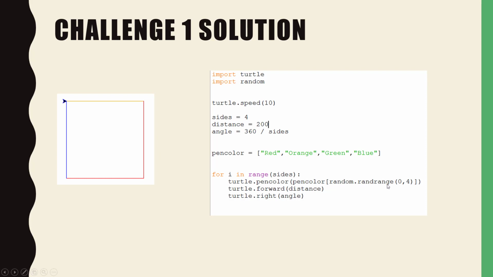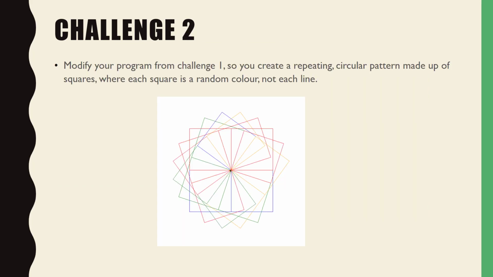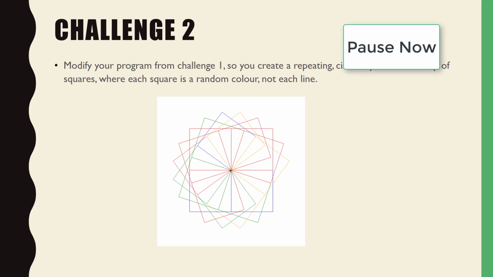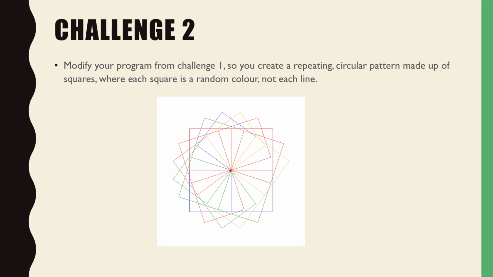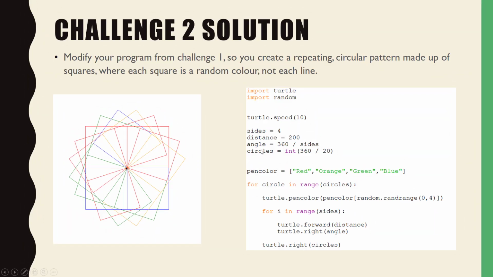Right, let's move on to challenge 2. In challenge 2, I would like you to modify your program from challenge 1 so that you're creating a repeating circular pattern made up of squares. This time, each individual square should be a different colour. Pause the video now and attempt the solution. Here is the solution to challenge 2. Take some time to read through it and get a thorough understanding of what is going on.